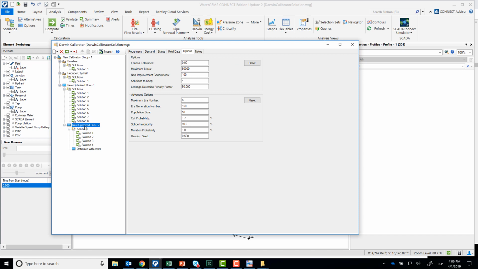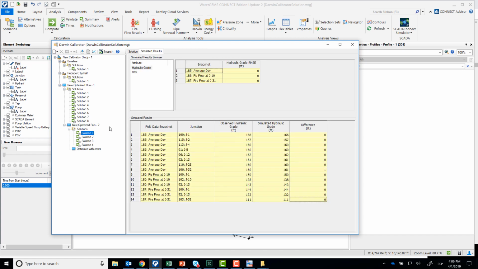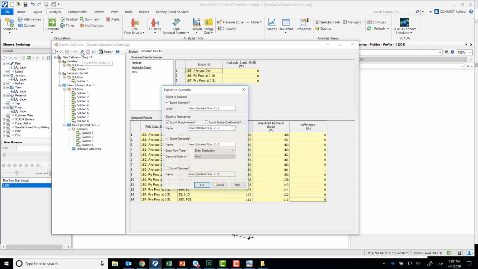So once you find a solution that you like and you're happy with, you export it to the scenario. Here it asks, what do you want to call this scenario? Let's call it Calibrated model. And do you want me to export the roughness coefficients? Yeah, new roughnesses. Do you want me to export the demands? Yeah, new demands. If you were doing leakage, you would be exporting emitter coefficients as well. If you were modifying the pipe status, whether a valve is closed or open, you would export that. But since we didn't, we're just going to say okay.